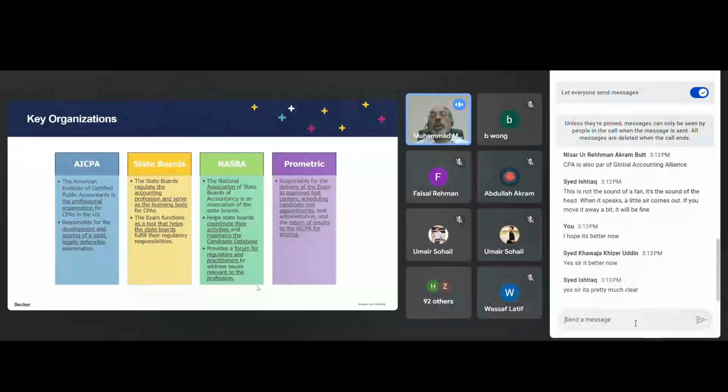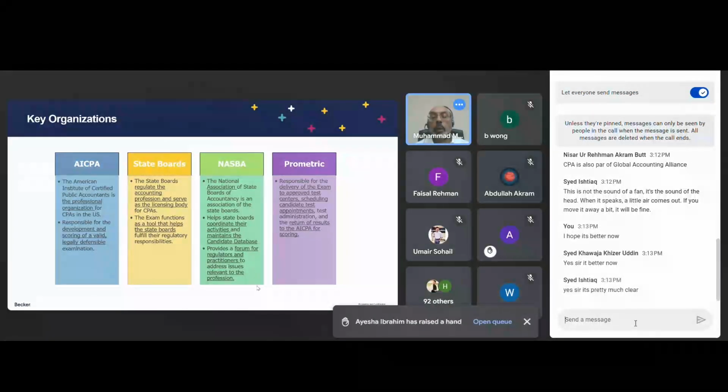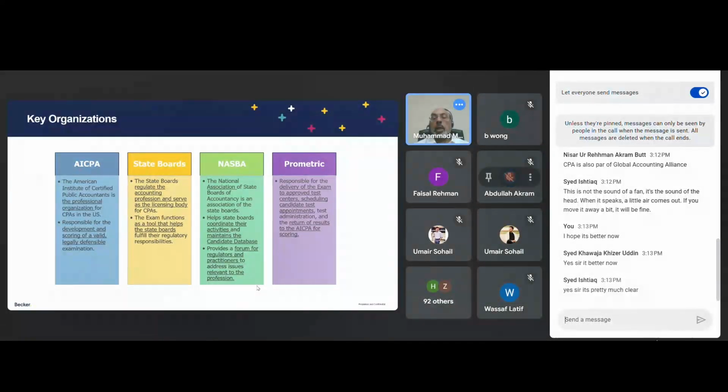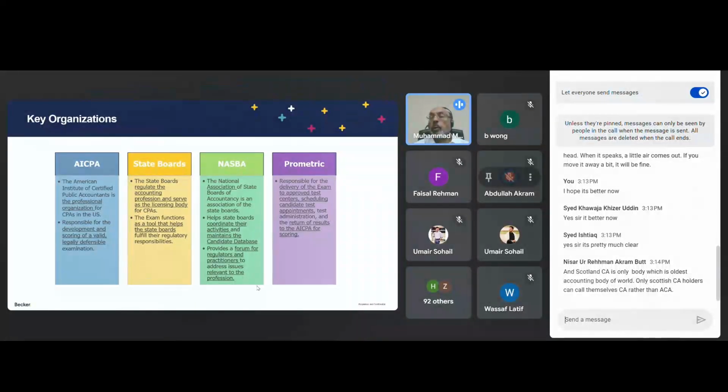The NASBA is basically the association of all state boards of accountancy, and they coordinate their activities, and also they maintain a candidate database, and it also provides a forum for regulators and practitioners to address various issues relevant to the profession.